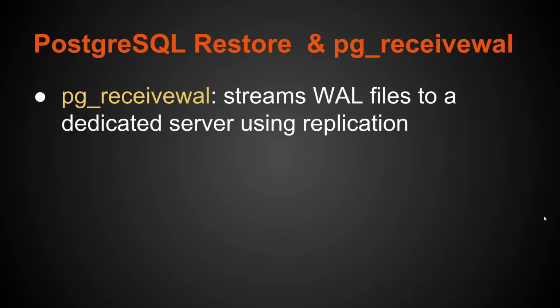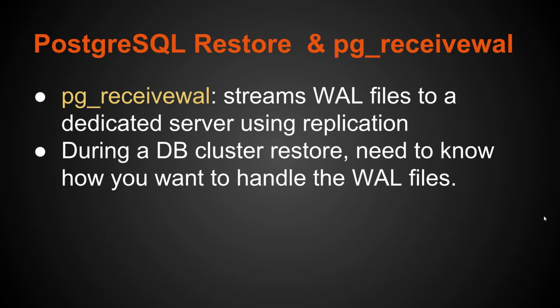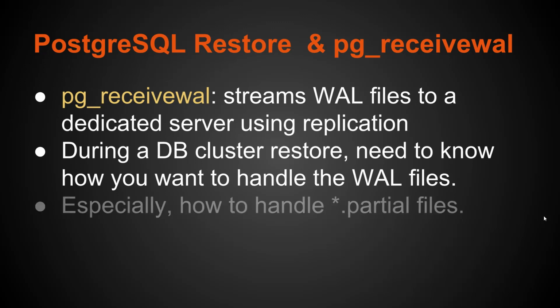So pg_receivewal streams WAL files to a dedicated server using streaming replication. This is a way for you to archive your WAL files without having to do it on your master database. You can use, for example, a replication slot to do it. Now, when you need to restore your database, you're going to need to know how you want to handle these WAL files. Particularly, you need to know how to handle the partial files and how they work.